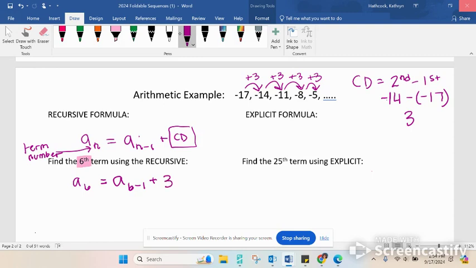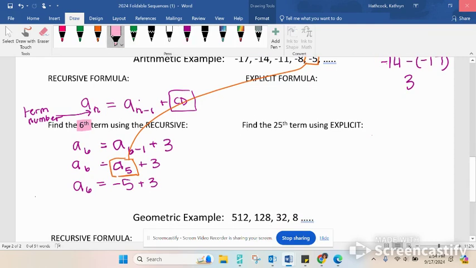I'm going to simplify. A6 equals a6 minus 1 gives us 5 plus 3. But I'm going to substitute something else because I now know what A5 is. A5 just means it's my 5th term in my sequence. So that's this term right here. So I'm going to replace that A5. This is now A6 equals negative 5 plus 3. And this is what you're going to put in your calculator.